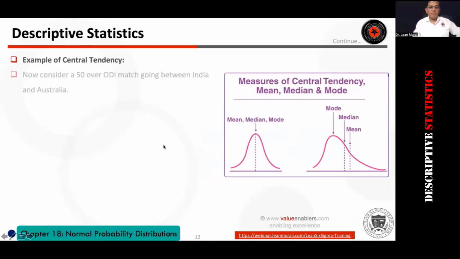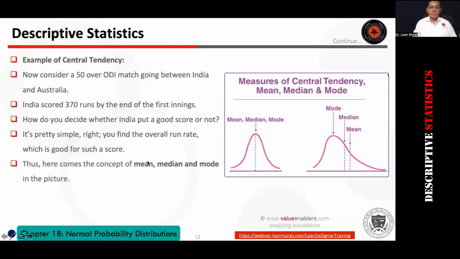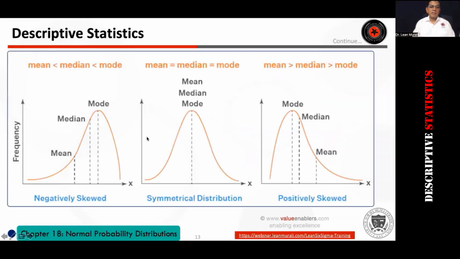Okay, so an example of central tendency is a 50-over one-day match between India and Australia. India scored 370 runs. How do you decide whether India put up a good score or not? It's pretty simple: from the overall run rate, you find what is good for such a score. Find out mean, median, mode, find out central tendencies, etc. We had discussed this last time.